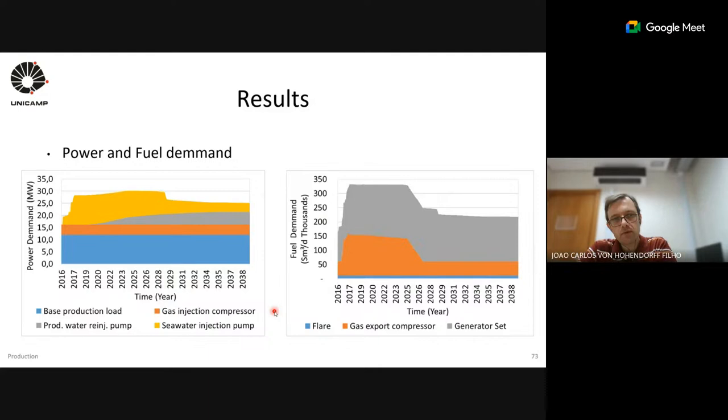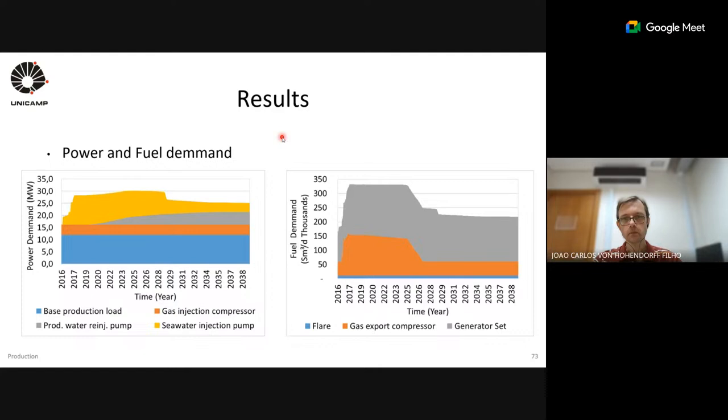I have a power demand along the time. I can fit the difference for base load production, gas injection, seawater injection pump, production water pump. Here is the fuel demand in terms of flare, gas export compressor, that is a turbo compressor here in the generator set. I think it's okay for this kind of problem.